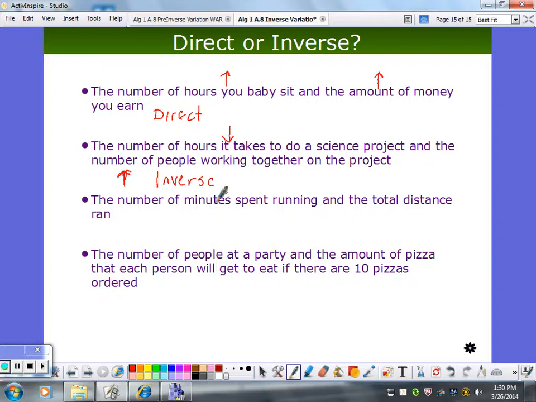In real life, the number of minutes spent running and the total distance that you've run. Alex, what do you think? Direct. Because?